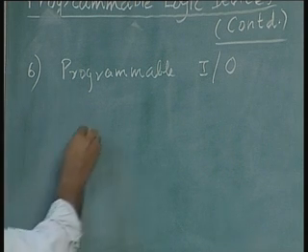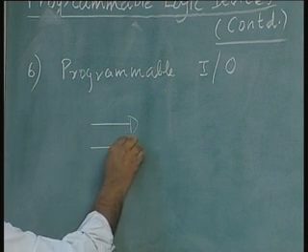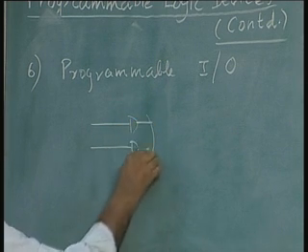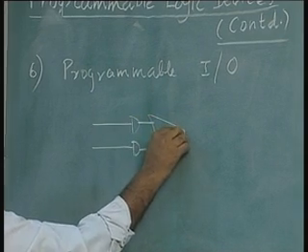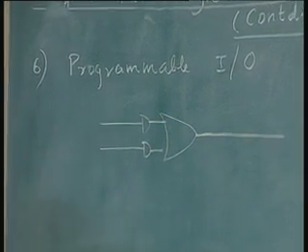So, let us look at this drawing of this AND gate with OR gate, the simplest possible output structure. This is an output, combinational high output.